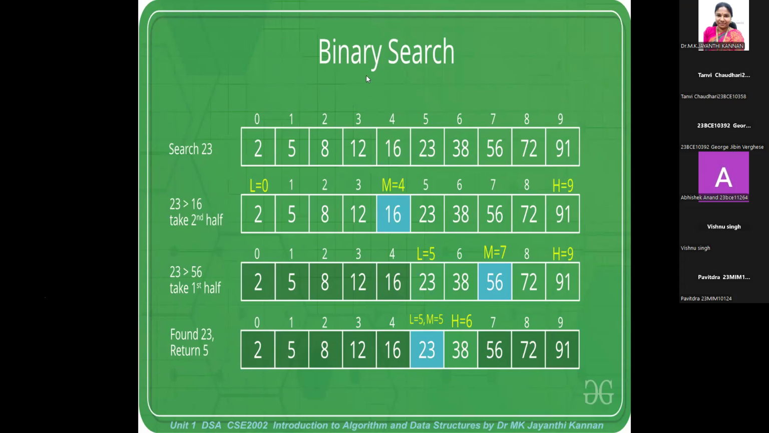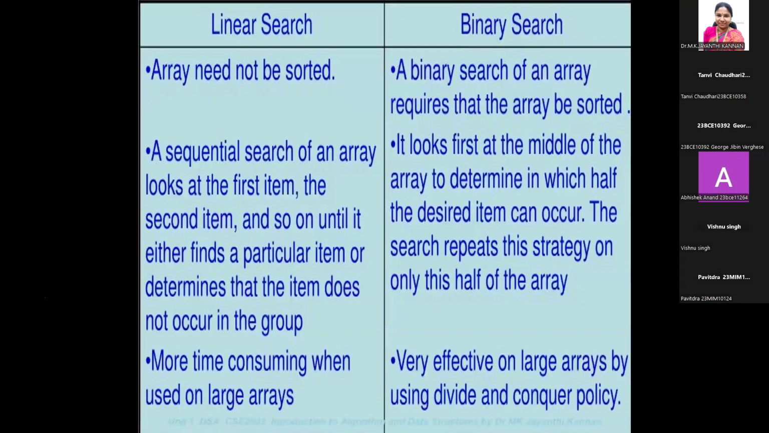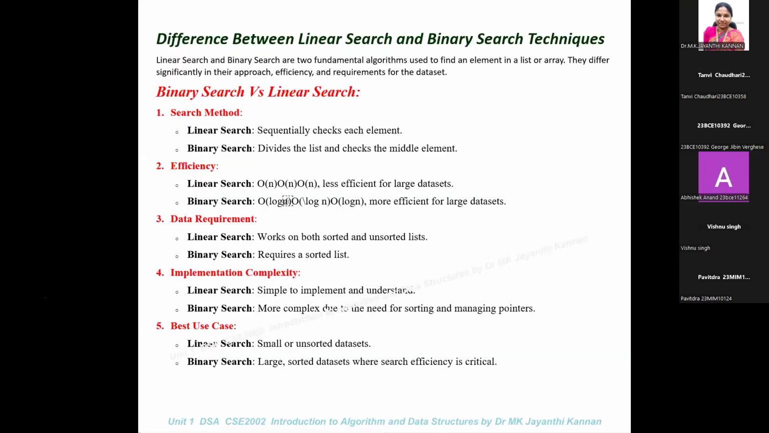Any doubt in the binary search algorithm? No, ma'am. So this is the algorithm. This is the pseudocode, and if you implement the same pseudocode, you will get the program also. Already we discussed the differences between binary and linear.